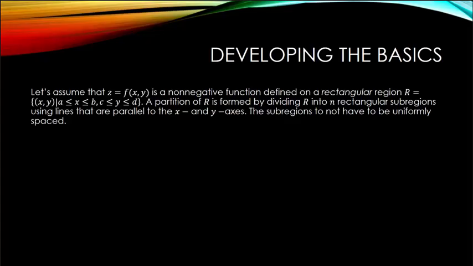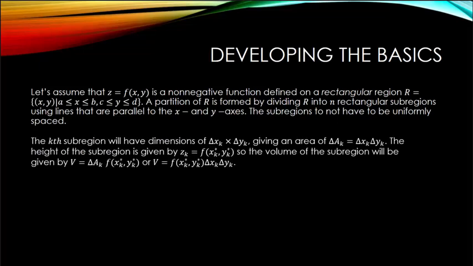Let's assume that z is equal to f of xy, and it is a non-negative function defined on a rectangular region R, which is equal to the set of all xy points such that a is less than or equal to x, which is less than or equal to b, and c is less than or equal to y, which is less than or equal to d. I partition the region R by dividing R into n rectangular subregions using lines that are parallel to the x and y axes. The subregions do not have to be uniformly spaced.